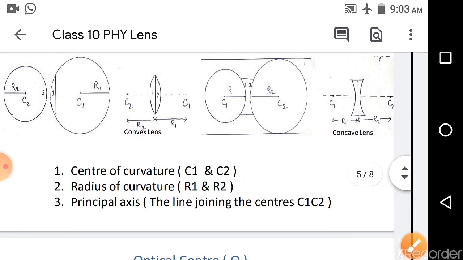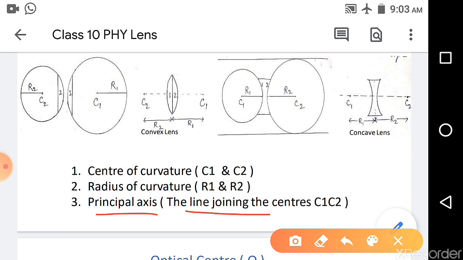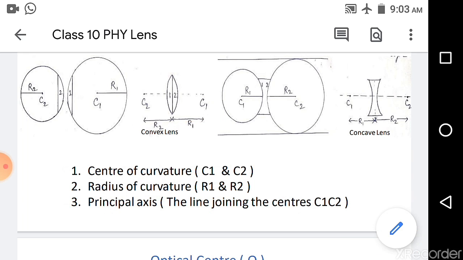Now see the principal axis. What is the principal axis? The principal axis is the line joining the two centers of the two surfaces. There are two surfaces, and for the two surfaces we have two centers. So see this one, this line joining the two centers, the dotted line, is called the principal axis.